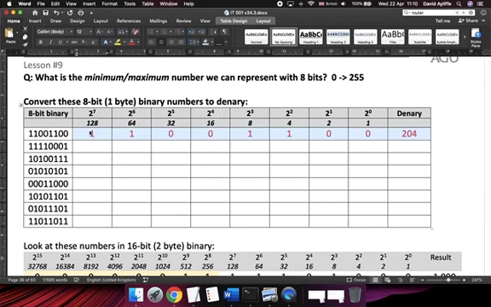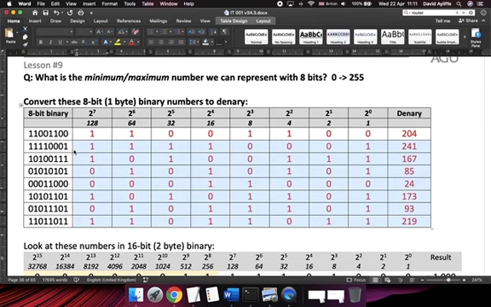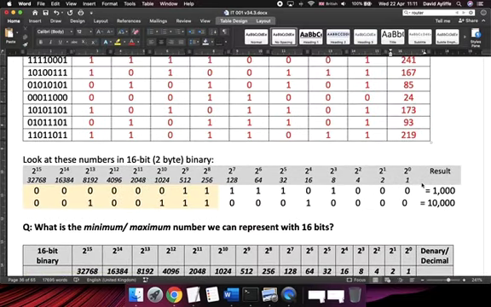Right, okay, so 1 1 1 1 0 0 1 1 0 0. So we add 128, we add 64, we add 8, we add 4, and we get denary 204. 241, 167, 85, 24, 173, 93, and 219, I think.